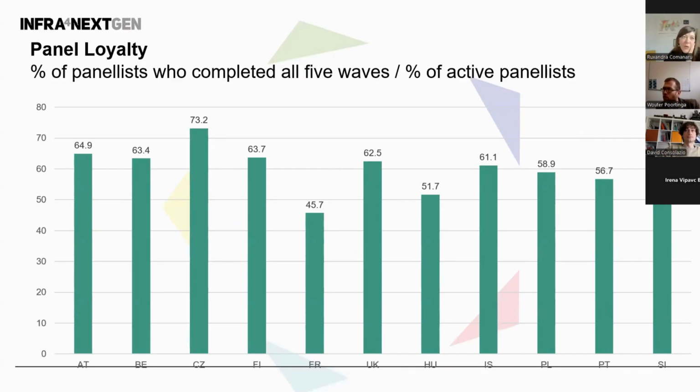Here, I just want to show you the panel loyalty. So this is the percentage of panelists who completed all 5 waves, divided by the percentage of active panelists. And we define active panelists as participants who have at least taken part in one of the waves of Chronos. So as you see, we have quite a high percentage of panel loyalty. In some countries, it's higher than in others. Some countries had a bit of hiccups in the beginning until they found their footing in the panel. But I think overall, this is quite a good overview of the loyalty of the panel.